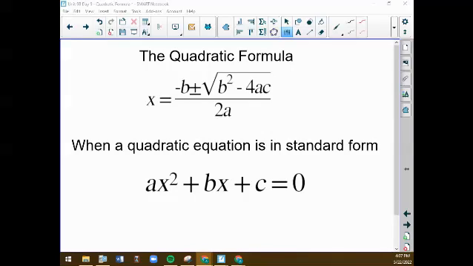In this lesson, we are going to learn how to solve a quadratic using the quadratic formula. The thing to note is that the quadratic equation must first be in standard form.